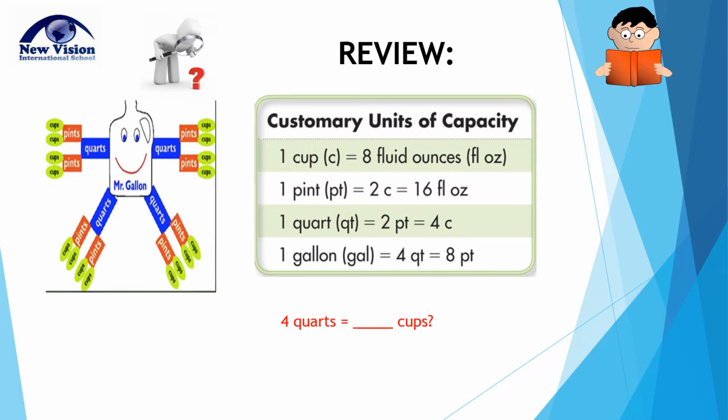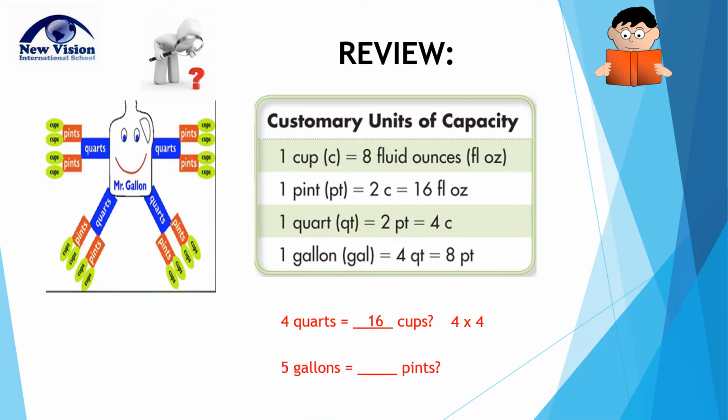4 quarts. How many cups? Again, look at the table. Since in 1 quart, there are 4 cups, we will multiply 4 by 4. So 4 times 4 equals? Very good. 16. So 4 quarts is 16 cups.